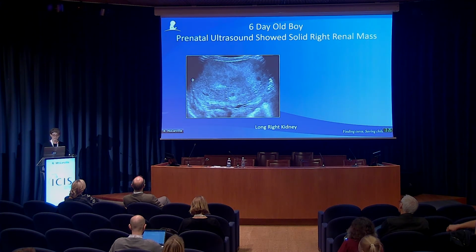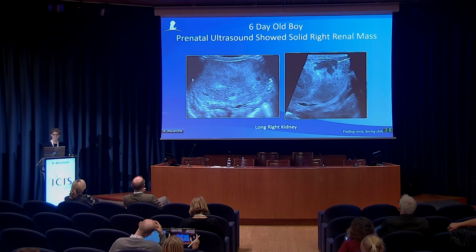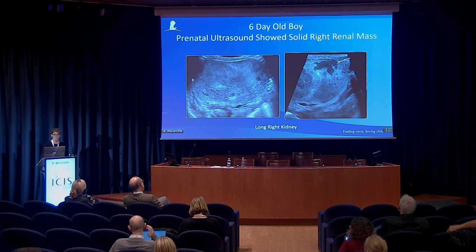So this is an example of a 6-day-old boy who had a prenatal ultrasound that showed a solid intrarenal mass, and also had this area within it that appeared necrotic. And the presence of necrosis or cystic areas within these masses is a feature that's associated with the cellular type of mesoblastic nephroma, but not with the classic type. So this is an imaging feature that can tip you off that this is a cellular type of mesoblastic nephroma.